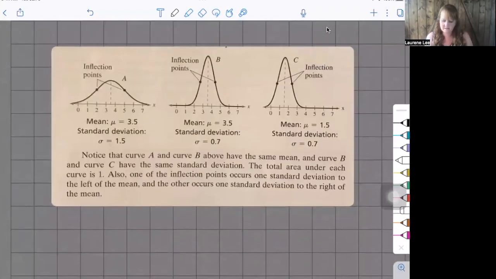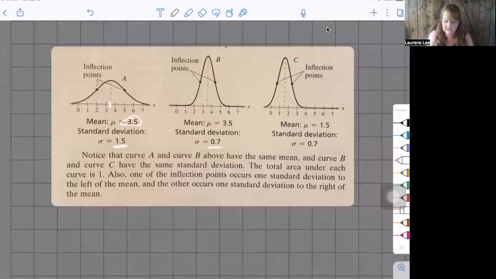If you notice the number line below them, this first one has a mean of about 3.5. That's right here, that's the middle. And look at how wide it is. It's wider because the standard deviation is about 1.5, so that point of inflection is 1.5 away from the mean, as opposed to the second one, which has a standard deviation of 0.7.